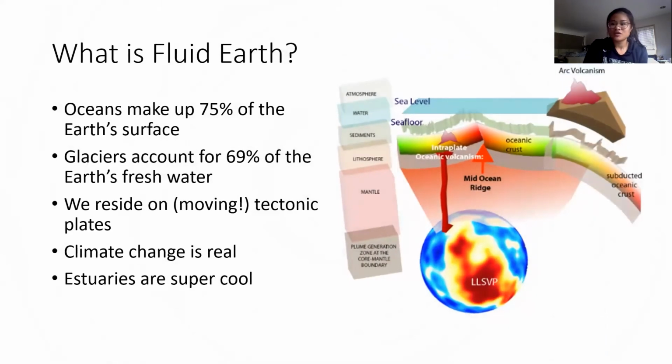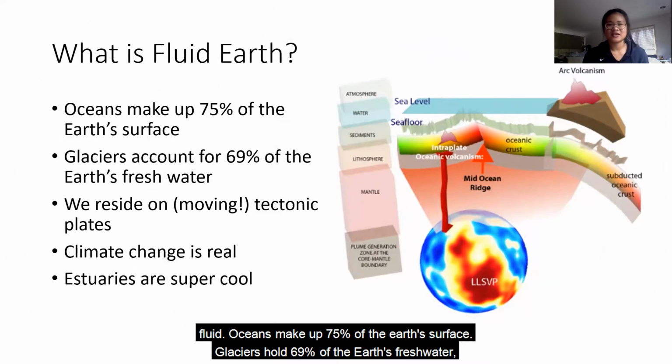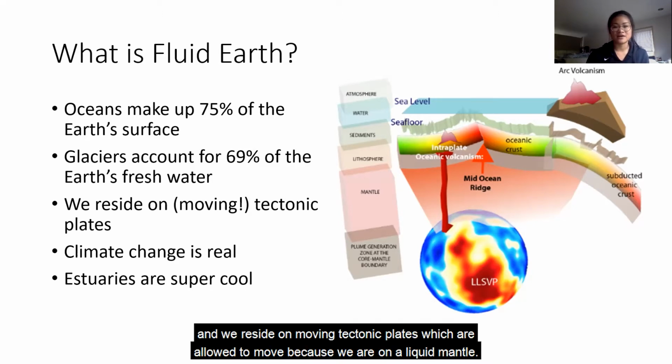Right. So what is fluid earth? As you can see by the facts on the PowerPoint, a lot of the earth is fluid. Oceans make up 75% of the earth's surface. Glaciers hold 69% of the earth's fresh water, and we reside on moving tectonic plates, which are allowed to move because we are on a liquid mantle.